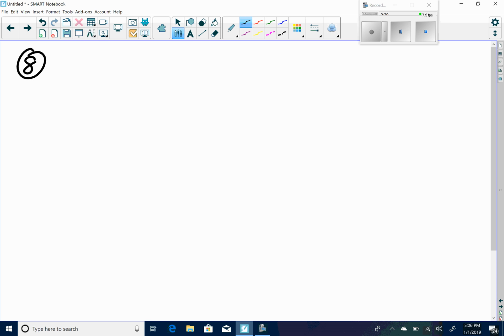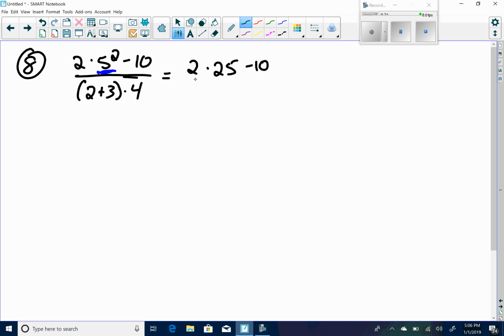And one more example we'll take a look at with fractions. Say we have 2 times 5 squared minus 10 over 2 plus 3 times 4. So this fraction bar, this is a division bar, we want to just simplify the numerator and then simplify the denominator. So within the numerator, I need to square the 5 first. So that's the only thing that's going to change. So 5 squared will give me 25. So 2 times 25 minus 10.